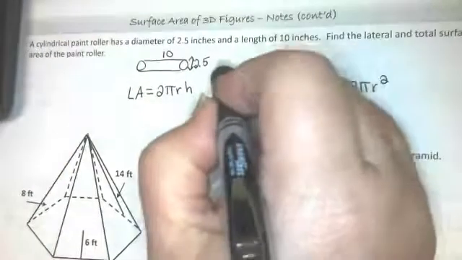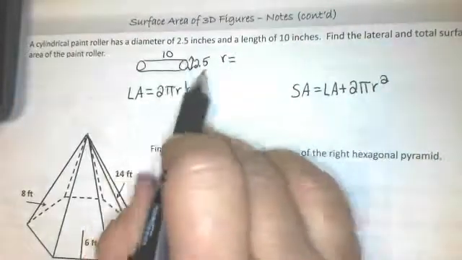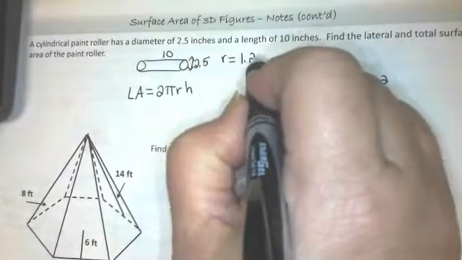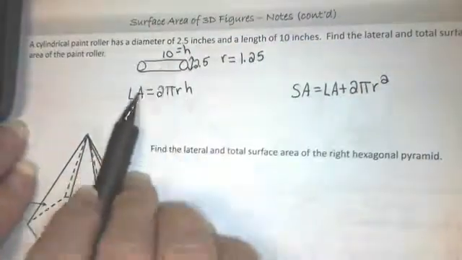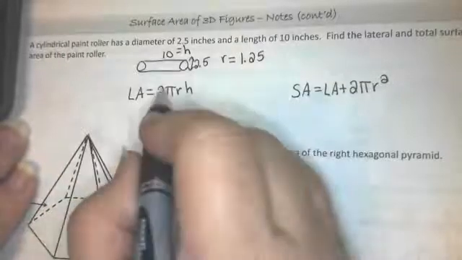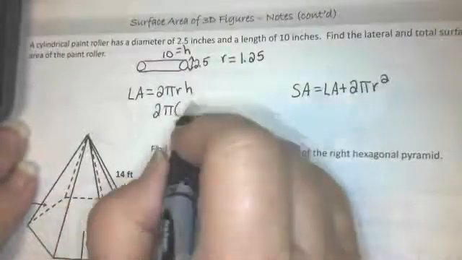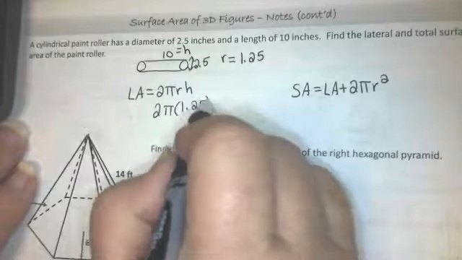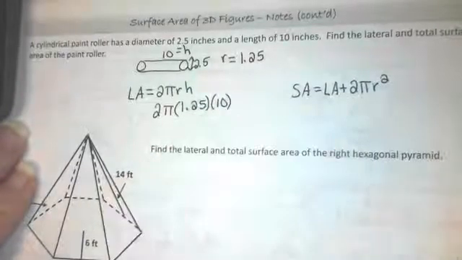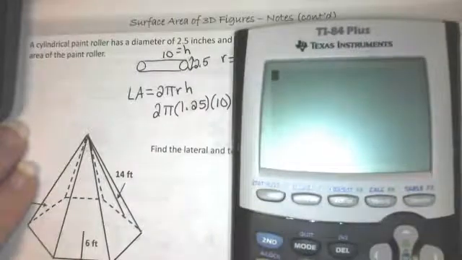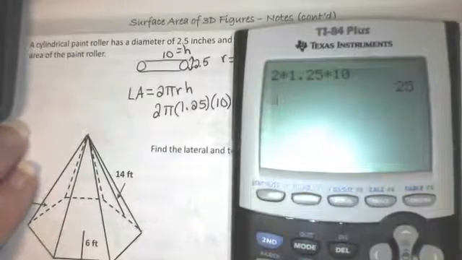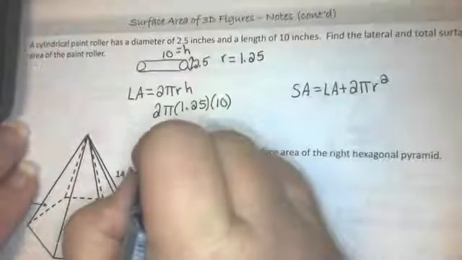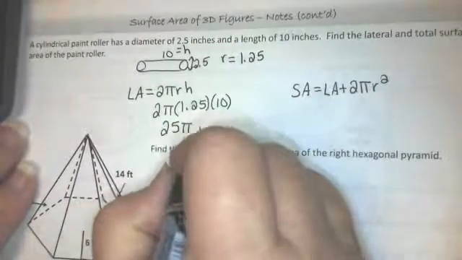So the radius of my figure is half of 2.5. The height of my cylinder is going to be the 10. And you just plug the numbers in. So 2 pi radius height. And since we're going to do this in terms of pi, we're going to multiply everything except the pi. 2 times 1.25 times 10. So the answer is 25 pi square inches.